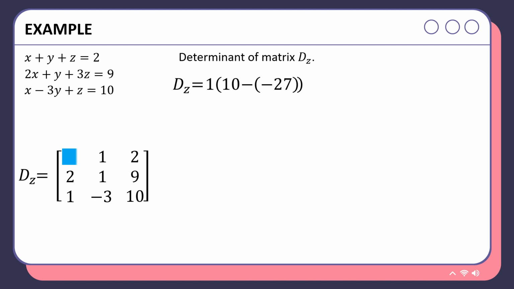We cover 1, 2, 1, and negative 3. Our next operation is subtraction. We copy positive 1 times 2 times 10 is equal to positive 20 minus 9 times 1 is equal to positive 9.